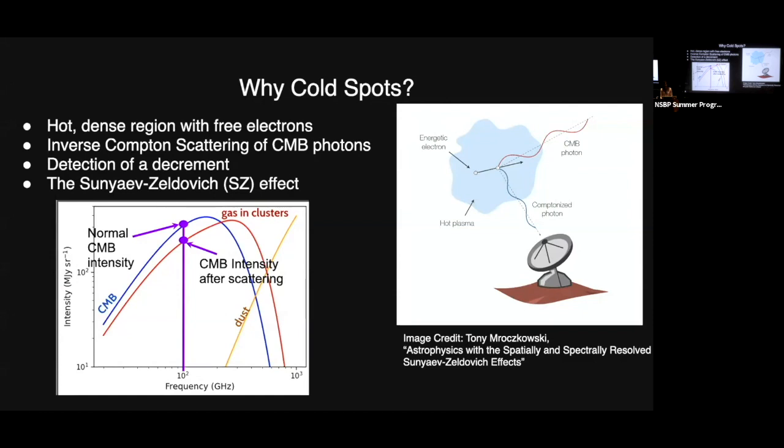But if I'm measuring the CMB at, say, the frequency of this purple line, I will observe a drop. I will observe this deficit in CMB intensity. So that's why you get a cold spot, even though things are technically heating up. And that is actually a very well-studied effect known as the Sunyaev-Zeldovich, or SZ, effect.